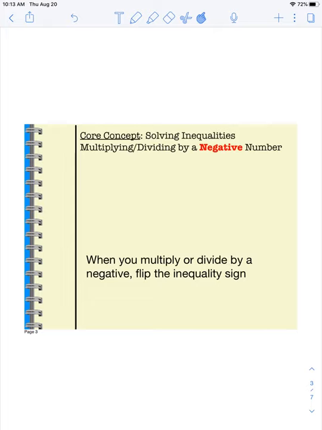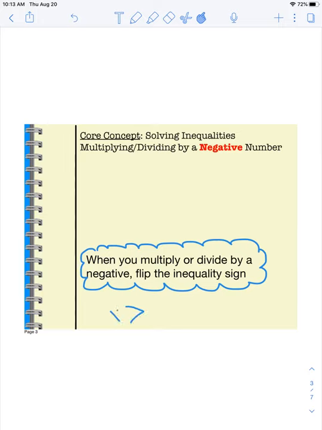All right, so here's where it gets a little tricky. Solving inequalities, multiplying or dividing by a negative number. I want you to write this in your notebook, highlight it, star it, whatever you want to do. When you multiply or divide by a negative, flip the inequality sign. What that means is if it's x is greater than, you're going to flip it, so now it's x is less than when you divide or multiply by a negative.